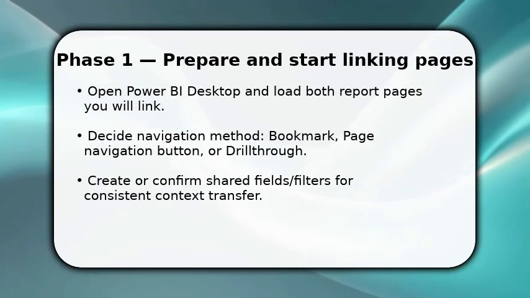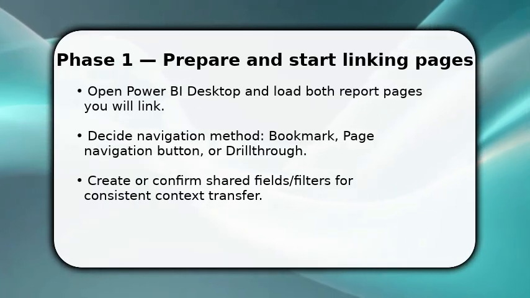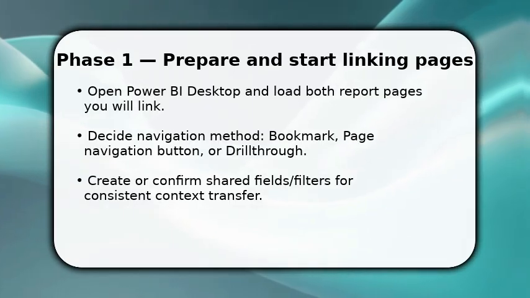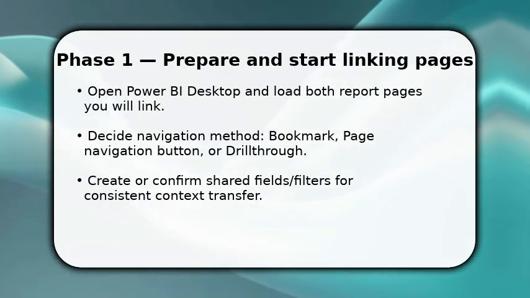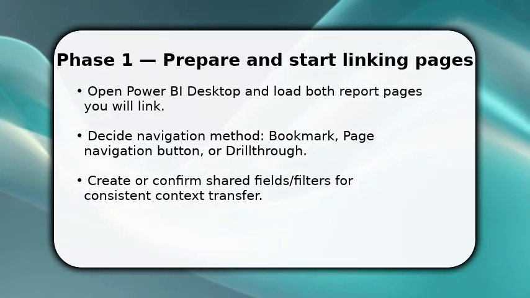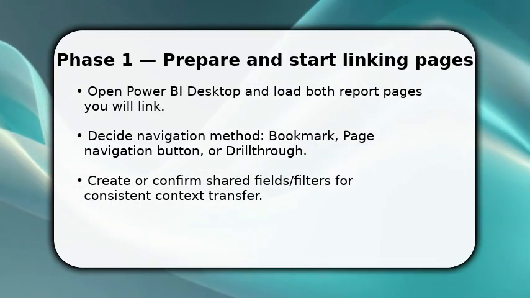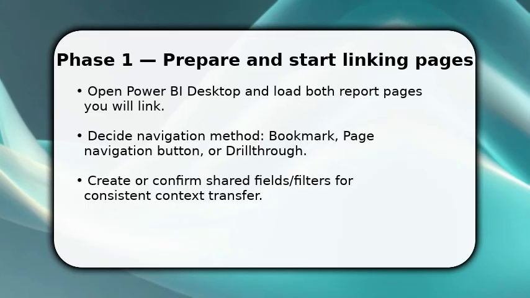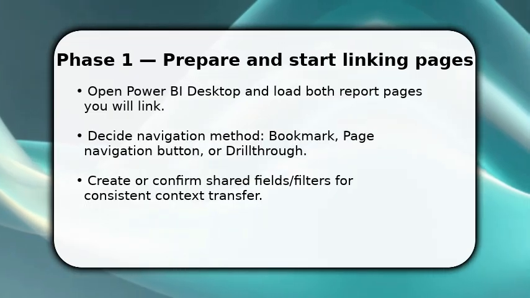You start by opening Power BI Desktop and loading the 2 pages you want to connect. First, pick a linking method: bookmark for view state, page navigation button for simple jumps, or drill through to pass a record context. Once chosen, make sure common fields or filters exist so context flows predictably. Create any supporting visuals or slicers now.